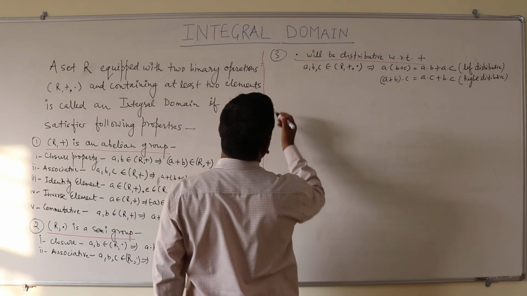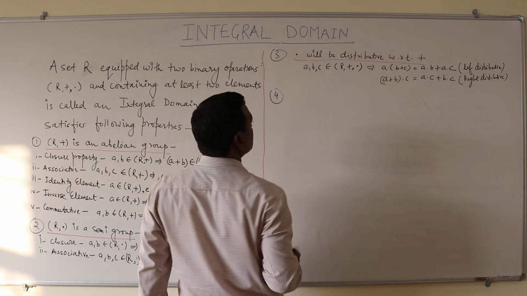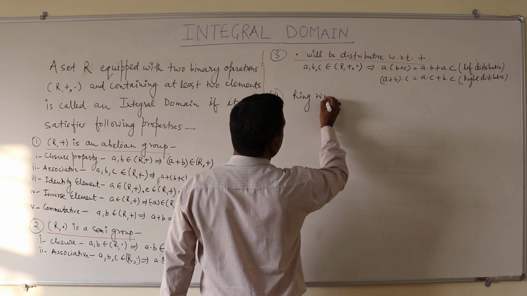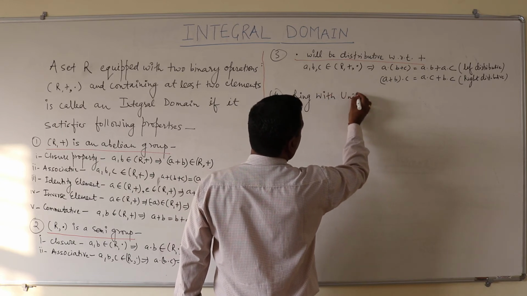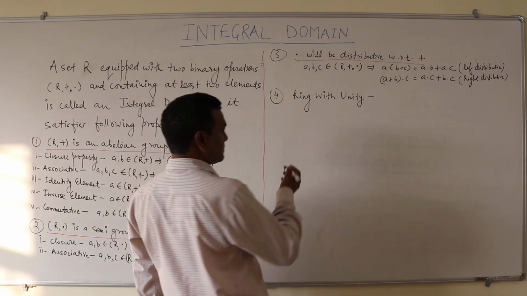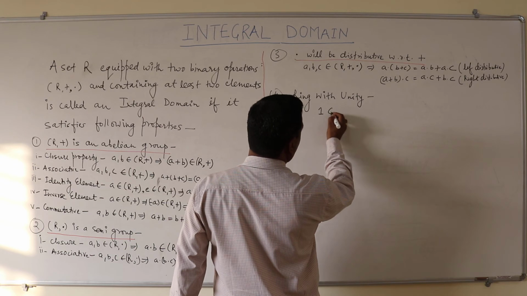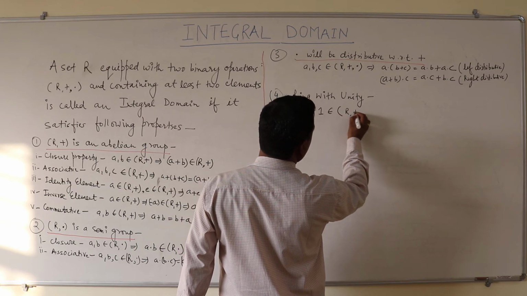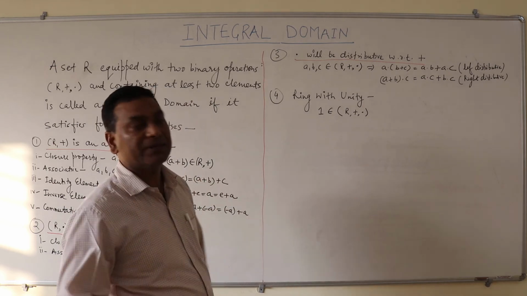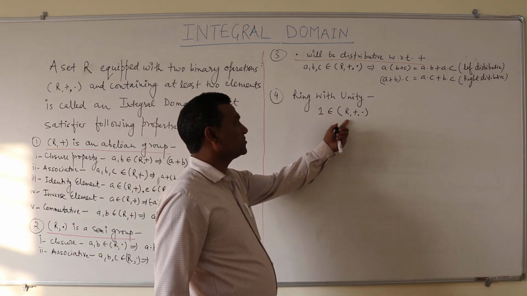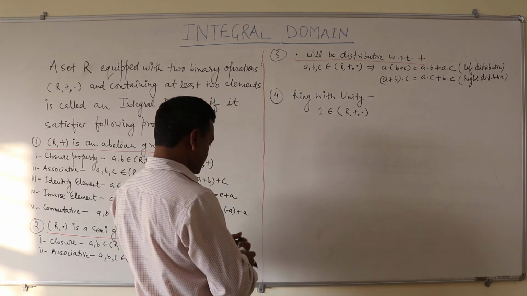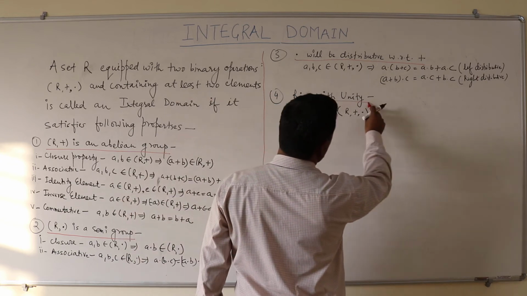Now the fourth property is ring with unity. It means the ring, this belongs to this. In the set will have a unit element. So this one belongs to R plus dot. So this will be the ring. This is the fourth property of integral domain.